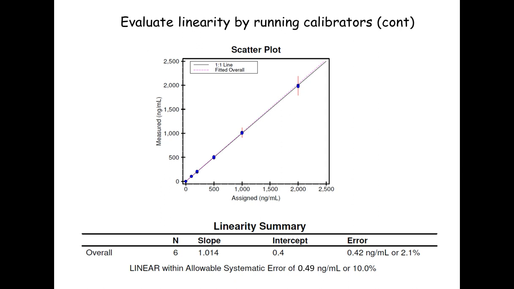And so if we plot this with the assigned concentrations against the measured concentrations of these 3 replicates of the calibrators, we can see that they look pretty linear on the scatter plot. We can also see that the error was calculated as 0.42 nanograms per mil, or 2.1%, and that's determined to be linear within the acceptability criteria that we set forward in the beginning.